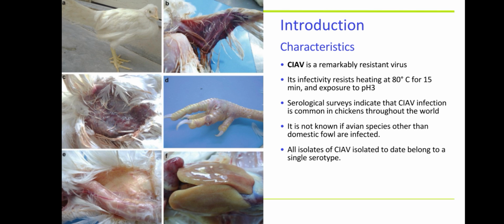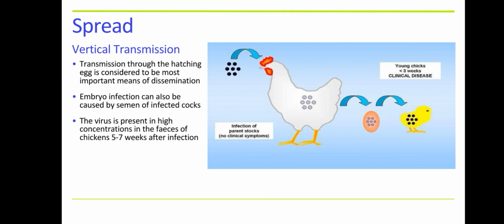Serological surveys indicate that chicken infectious anemia virus infection is common throughout the world. It is not known whether any domestic fowl are infected or not. All isolates of chicken infectious anemia virus isolated to date belong to a single serotype.